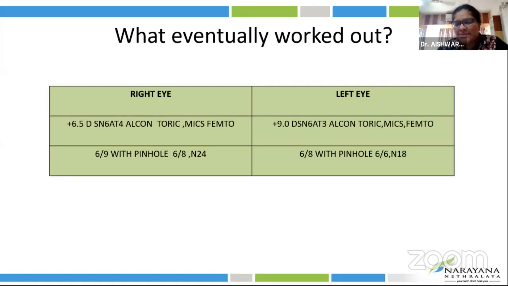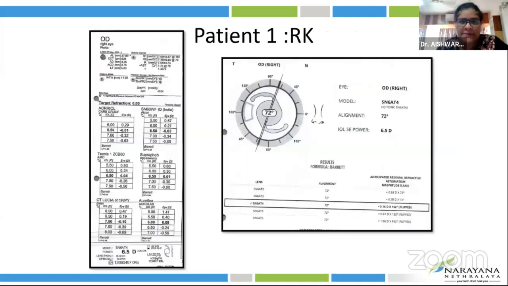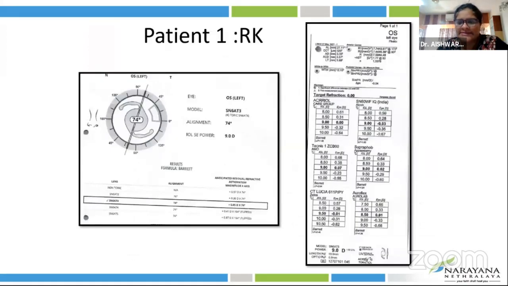And in the left eye, it was a plus 9 diopter lens, which was implanted with Alcon toric, and 6/18 with pinhole 6/6 was there on the first day. So what I would like to say is that similar situations can occur to you every now and then, and taking an informed decision is very important. This is the original file from which I've showed which lenses were implanted in both the cases.